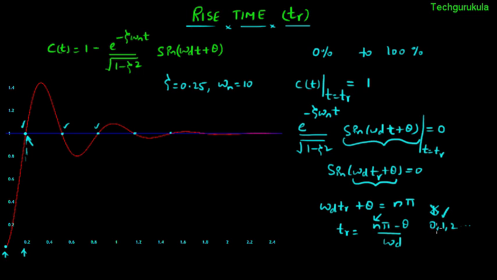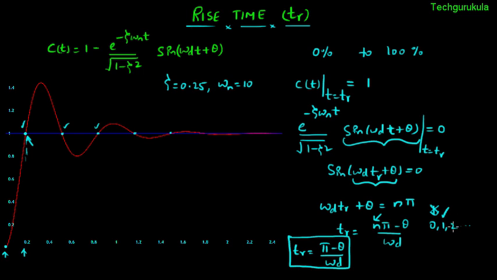So let us see 1. Definitely it can be 1, because we know for a zeta between 0 and 1, the theta value can only be between 0 and 90, which means definitely this value will be positive. So for the smallest integer that gives a real, sensible value of tr, which is 1, we can say the rise time is pi minus theta over omega d. This is the formula that we're going to use to find the rise time for an underdamped case.